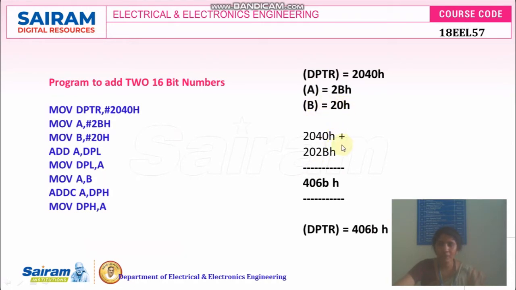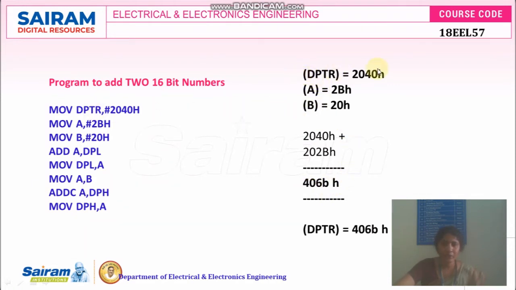You are going to perform a hexadecimal addition. When you add 0 plus B, it is going to be B. 4 plus 2 is going to be 6. 0 plus 0 is going to be 0. 2 plus 2 is going to be 4. It is a hexadecimal addition.